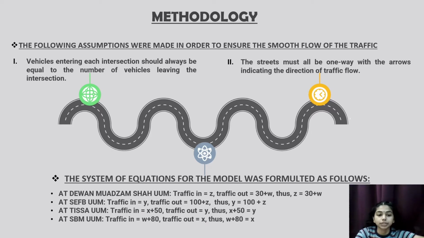At Dewan Mozam Shah UUM, traffic in is equal to Z. Traffic out is 30 plus W. Therefore, Z equals 30 plus W. At SCFP UUM, traffic in is Y. Traffic out is 100 plus Z. Therefore, Y equals 100 plus Z. At TISA UUM, traffic in is X plus 50. Traffic out is Y. Therefore, X plus 50 is equal to Y.